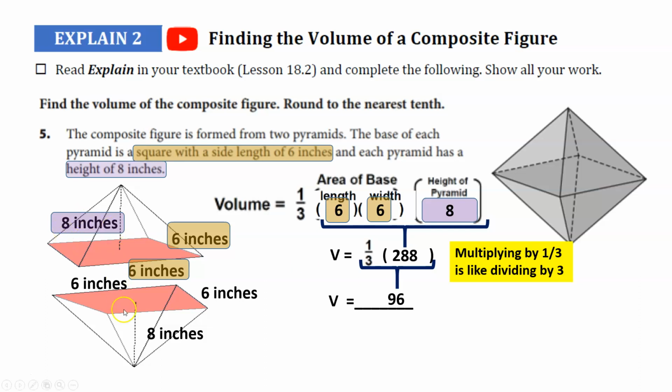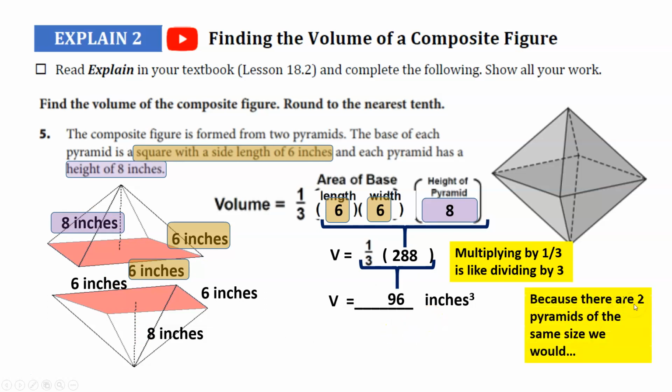Now because I have two pyramids that are the same size, we're going to add 96 plus 96, because each one of these has a volume of 96. So this one has a volume of 96 and so does this. So go ahead and take a moment right now and add those two volumes together. And that would be 192. Again, inches cubed, because that was our measurement, and we multiplied three numbers that have inches as their measurement together.